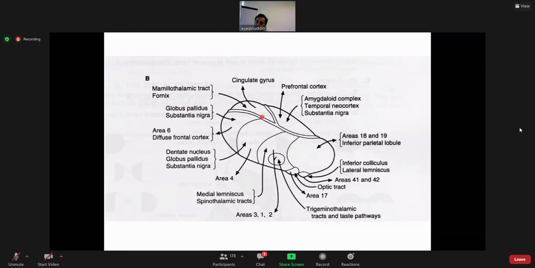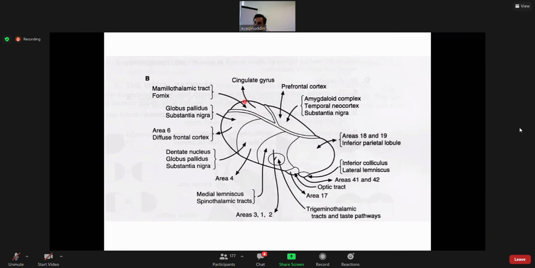Now, if we see the connections, we will start with the dorsomedial nucleus, which is on the medial side. You would find that it has two-way connections with the prefrontal cortex, and it is receiving information from the amygdala, the temporal neocortex, and substantia nigra. The dorsomedial nucleus is mainly related with cognition because it is related with the prefrontal cortex.